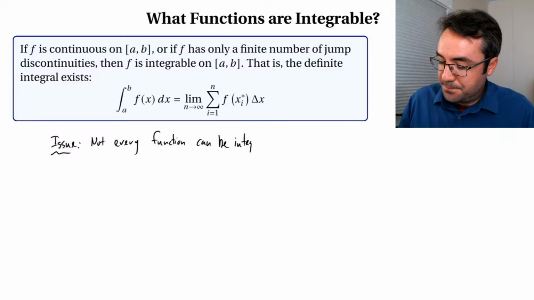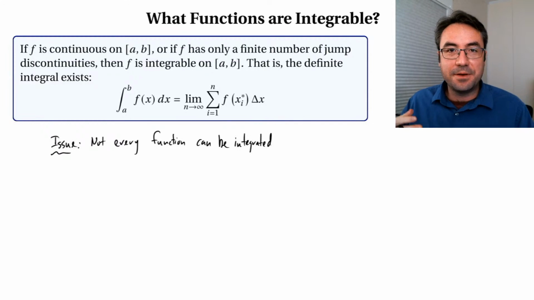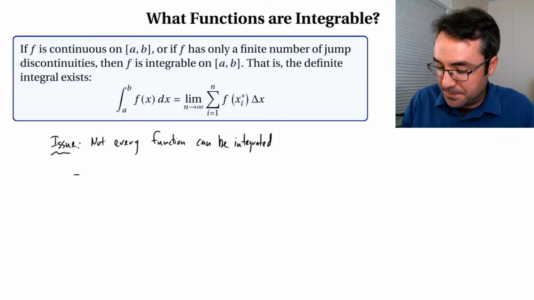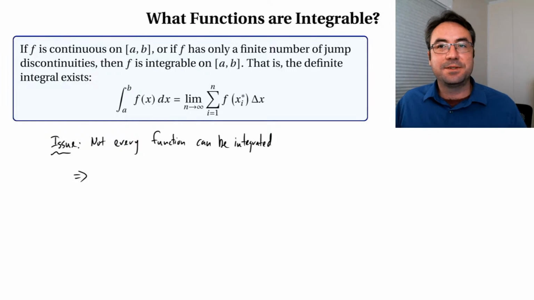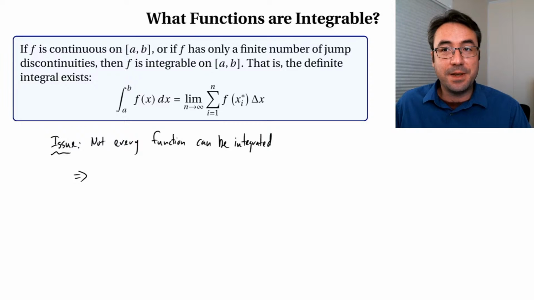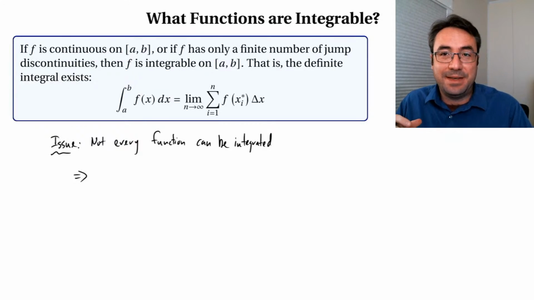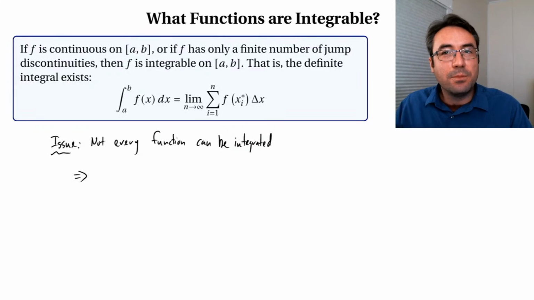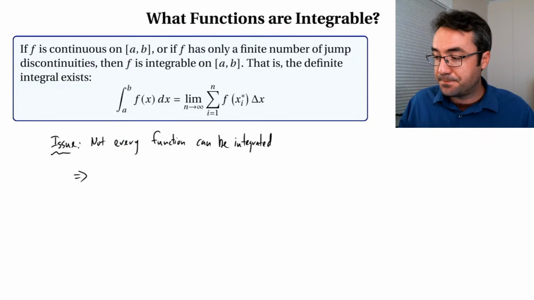But it turns out a lot of the more common functions that we work with can be integrated, which is nice. So we have this result that says if our function is continuous on that closed interval from a to b, or we can even relax that a little bit. It can have a finite number of jump discontinuities. So it's continuous and then it has some jumps, but for the most part it's continuous. Then that function is integrable, and we can actually calculate the definite integral.